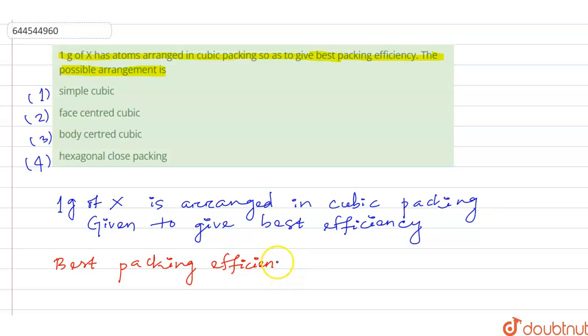Best packing efficiency is equal to 74%, right? And 74% is for what? 74% is for FCC, correct? Hence, the correct option will be face-centered cubic, this one.